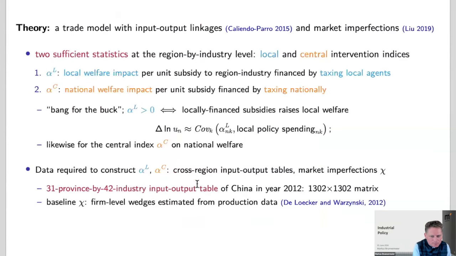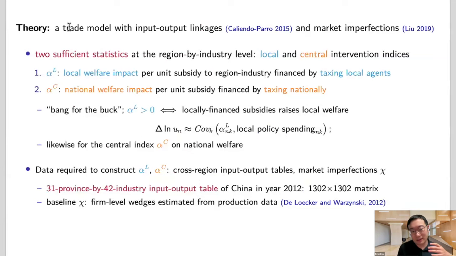Okay. So what the paper does is we write down a model with cross-region trade and input-output linkage, and embed market imperfections as in the previous paper. We derive essentially the local and central counterparts to the distortion centrality. Here we call them local and central indices for intervention, where the local index captures the effect on local welfare per unit subsidy financed by taxing local agents. The central index captures the effect on national welfare, a weighted average of local welfare, by taxing nationally in proportion to their income. But otherwise, it's very similar to the previous paper.